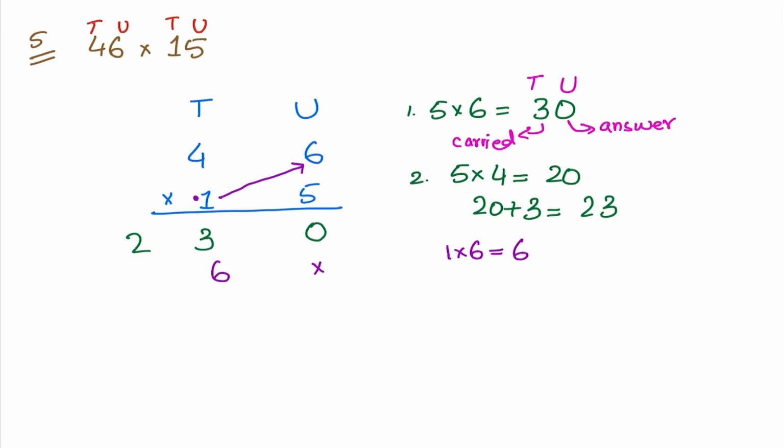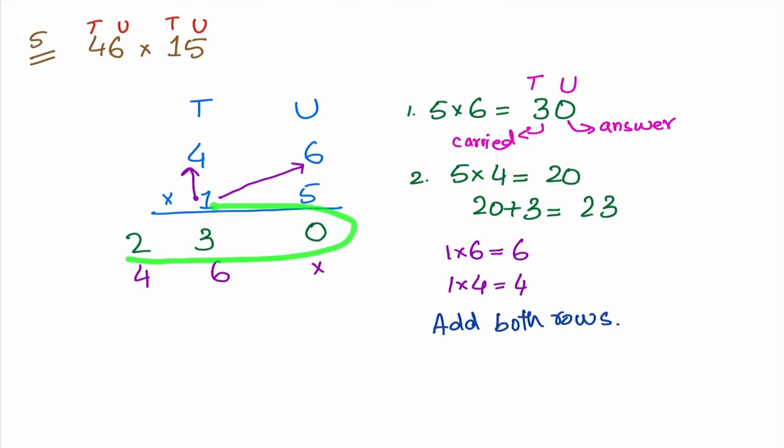And then we will multiply 1 with 4. So 1 times 4 is 4. We will write 4 here. The last thing that you need to do is you have to add both rows. Okay? You have to add 230 with 460.